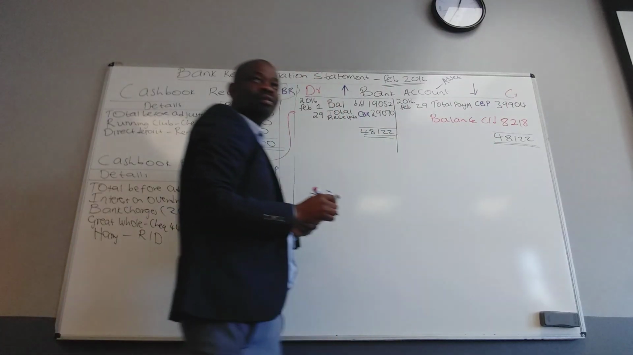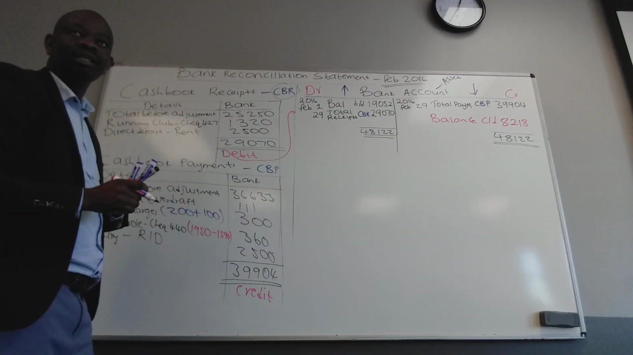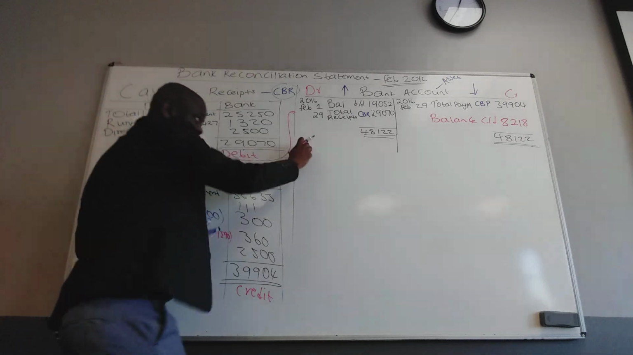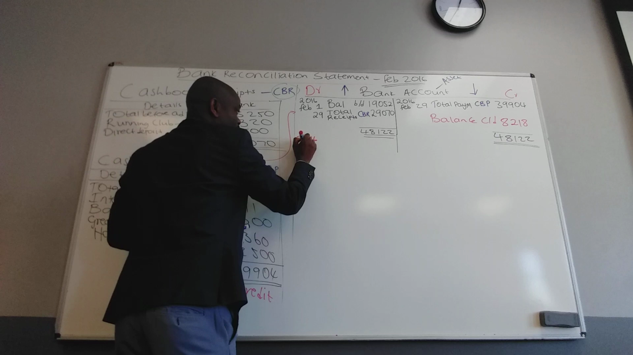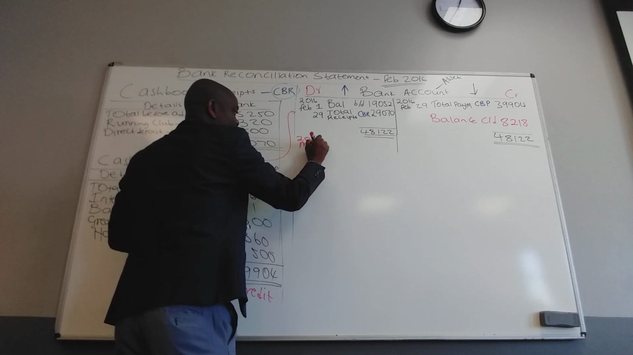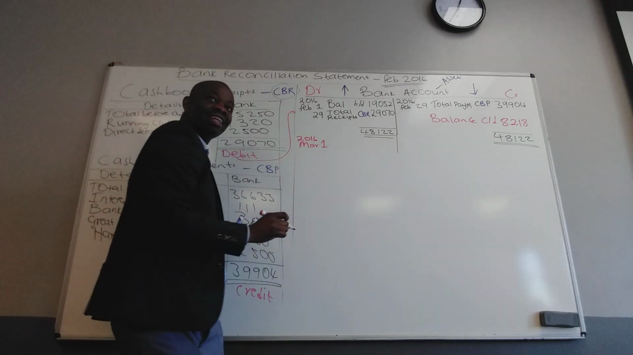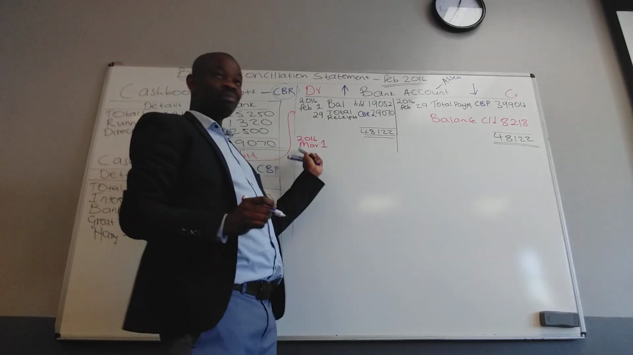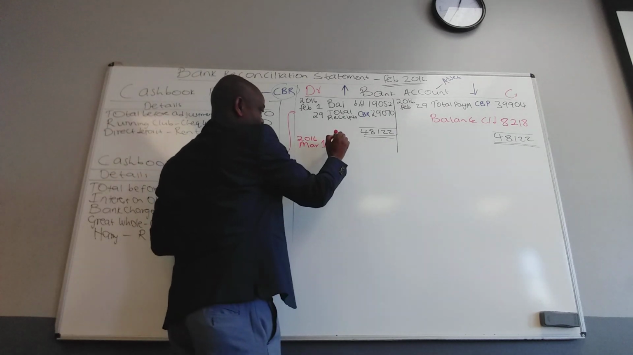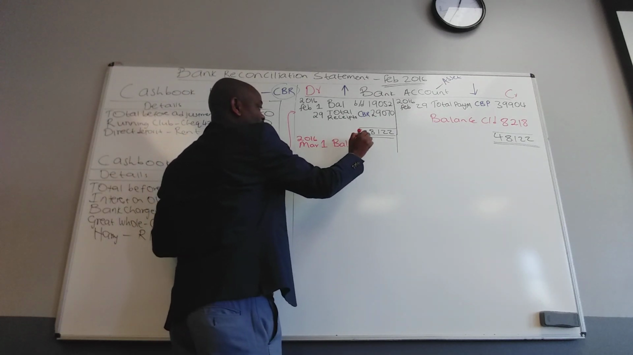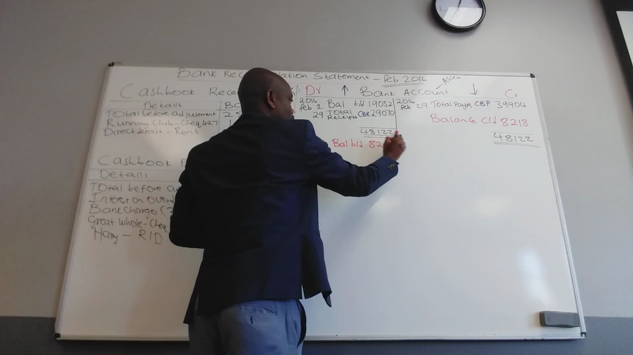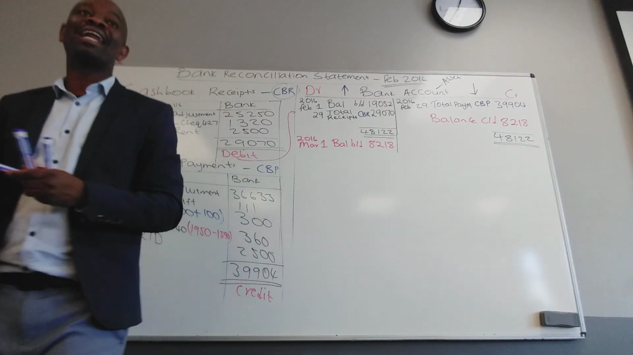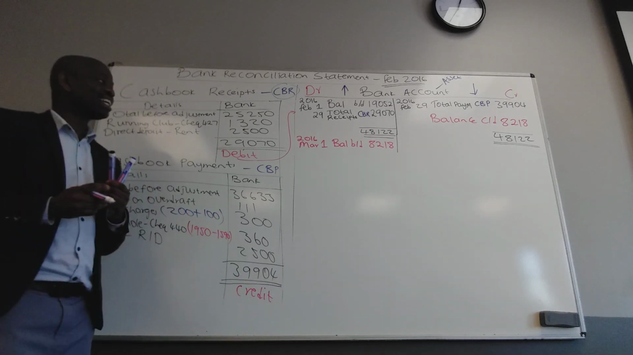Can you see that? Then, have you finished? On the other side, balance brought down. Remember, don't forget the date. It's not the 29th, it's March 1st, the beginning of next month. And you say balance brought down. How much? 8,218. That's how you balance your bank account, guys. Not bad.